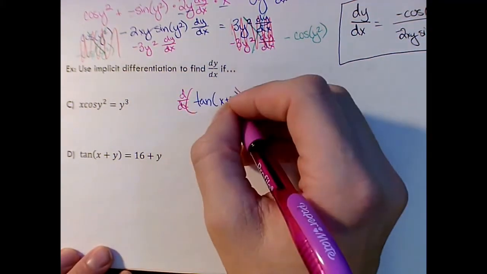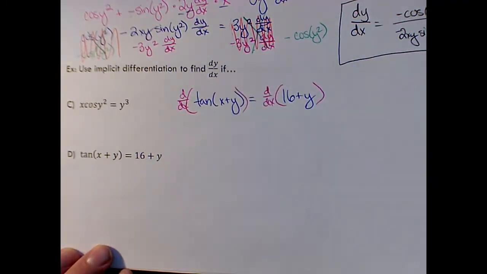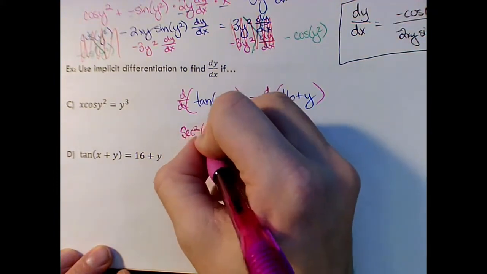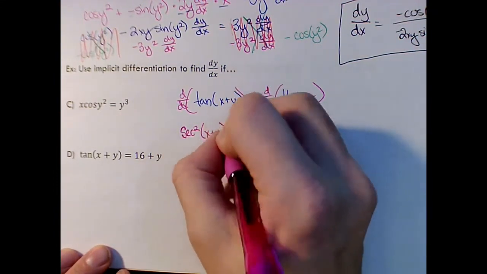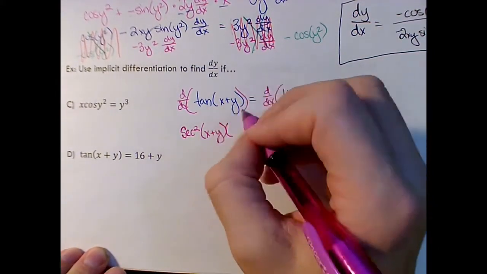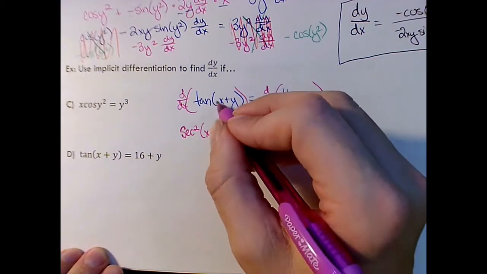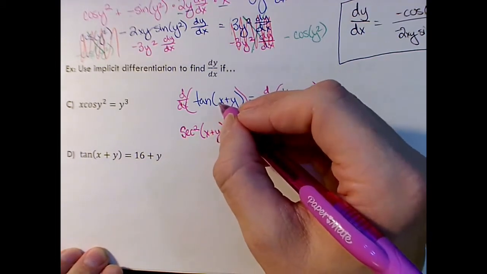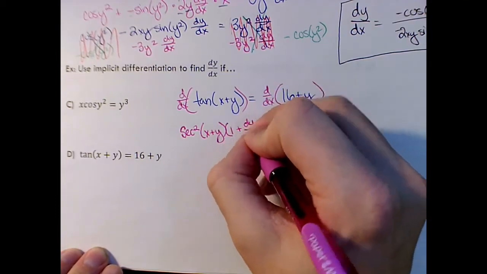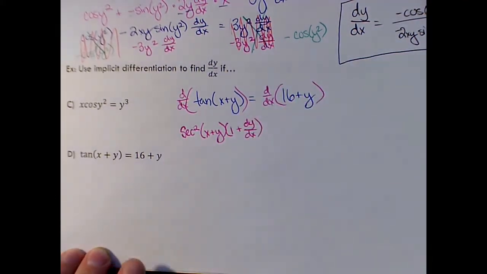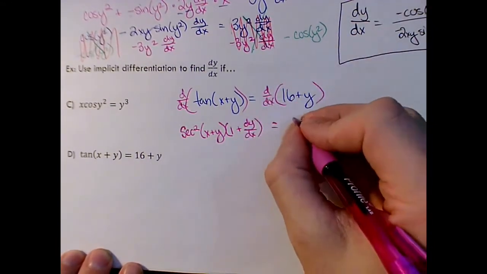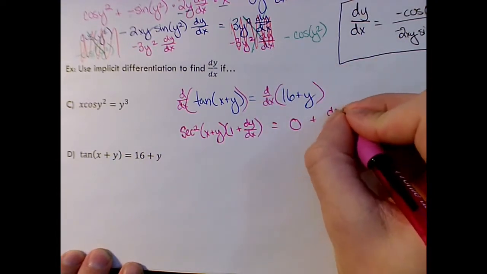So I have chain rule. I'm going to take the derivative of the outside stuff, which is secant squared, keep the inside stuff, times the derivative of the inside stuff. You ready? I'm going to multiply this whole thing by the derivative of the inside stuff. The inside stuff is x plus y. The derivative of x is 1. The derivative of y is dy dx. Not so bad. That's going to equal the derivative of 16, which is nothing, plus the derivative of y, which is dy dx.